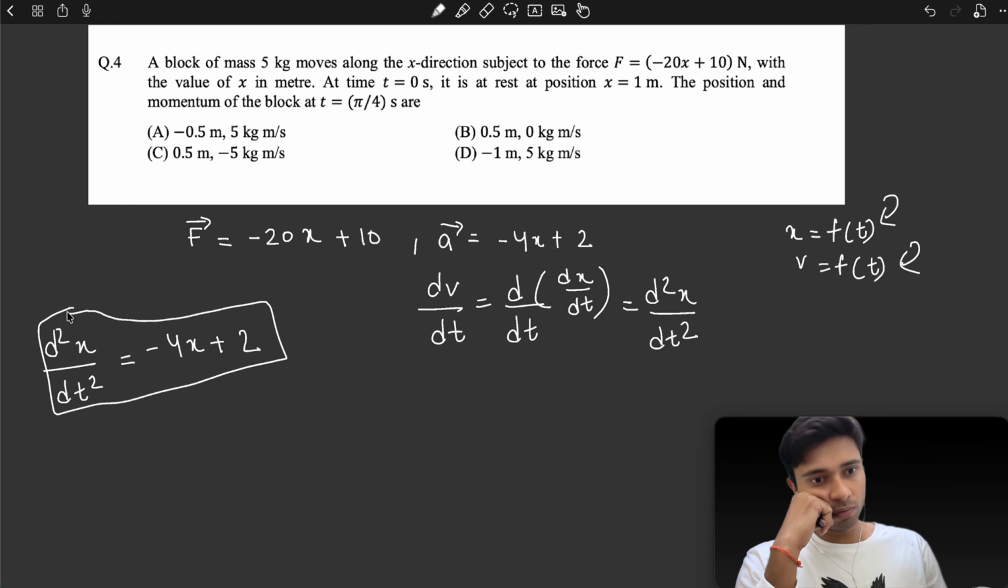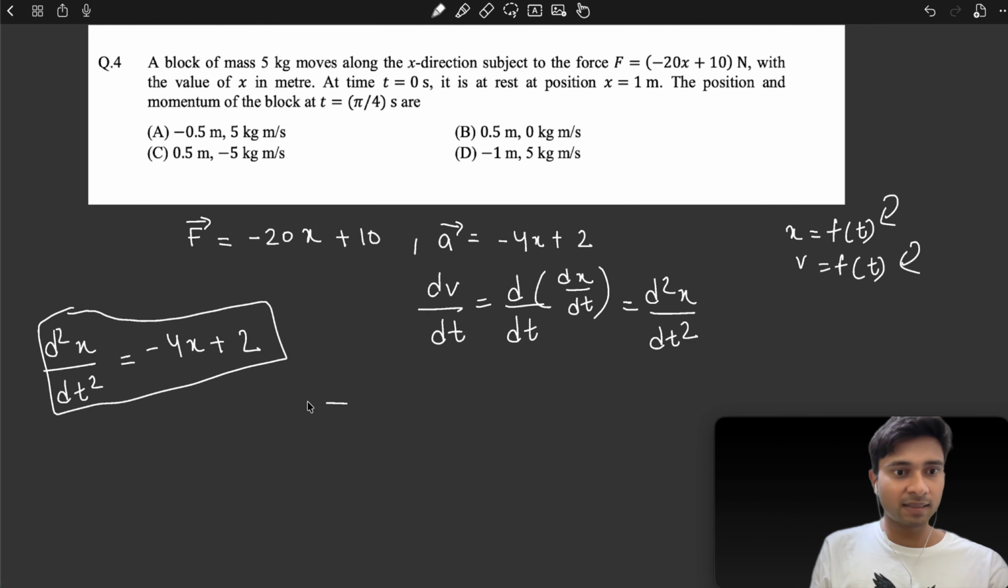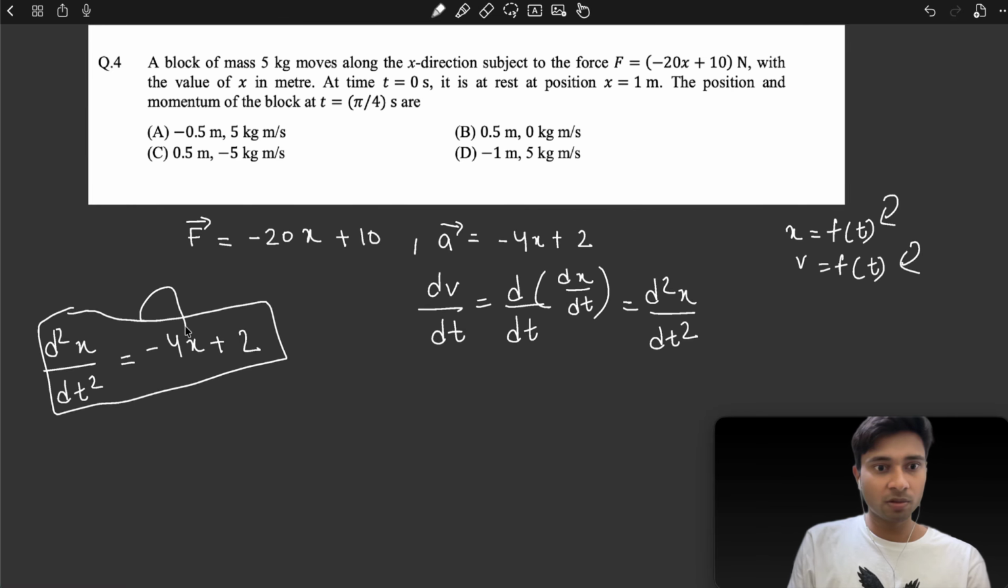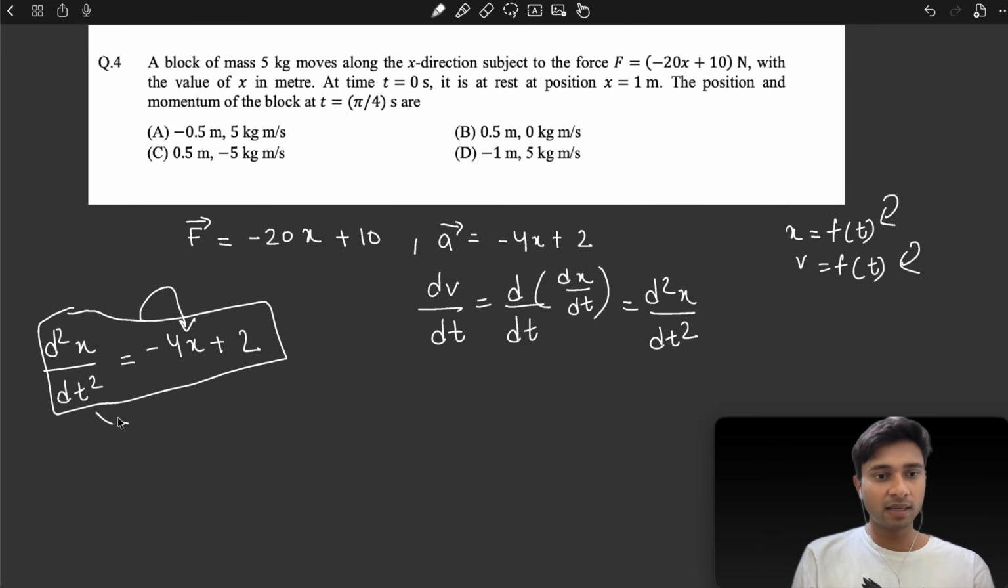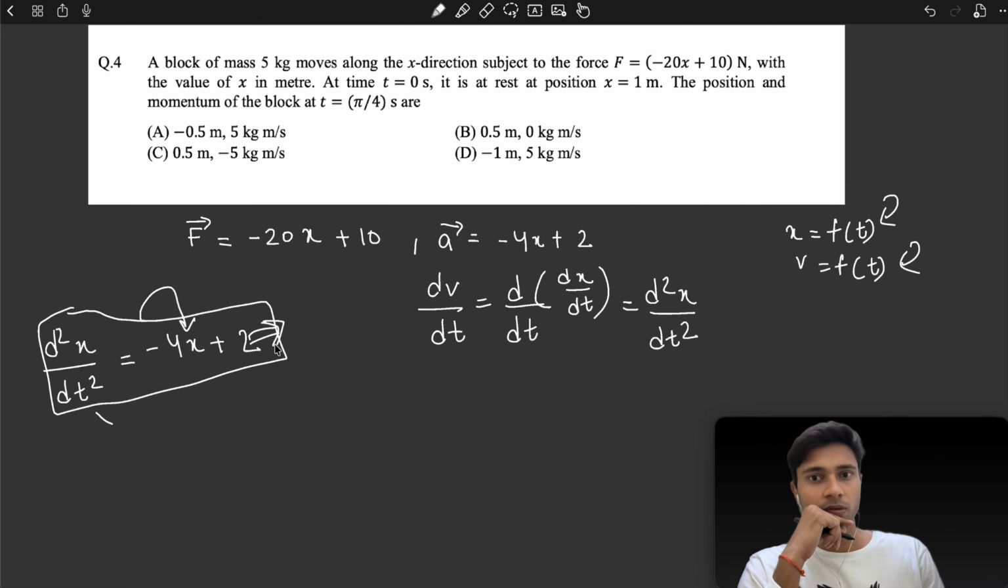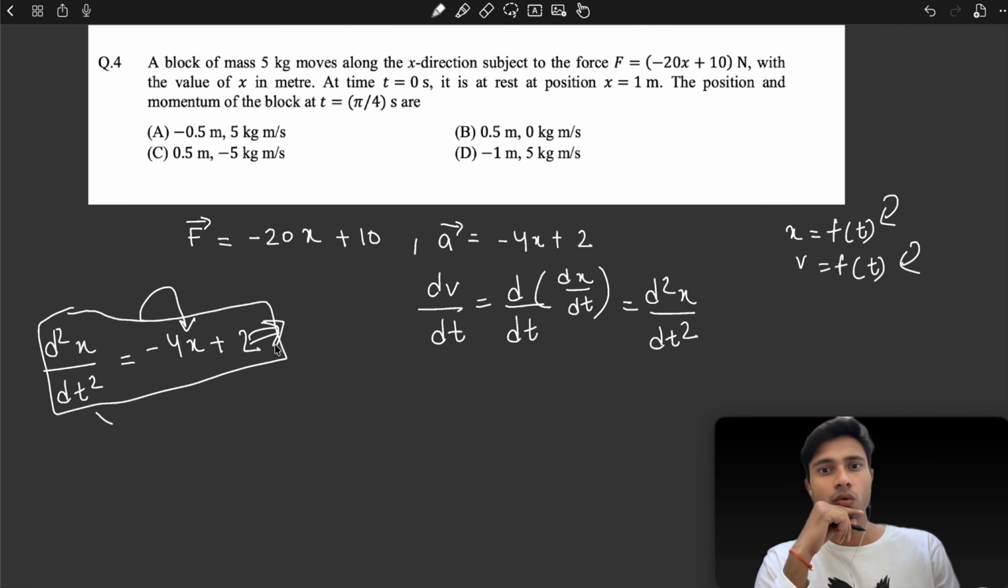So how will we solve this? It looks like something like SHM. Why does it look like an SHM? Because the double differentiation of something is directly proportional to that function itself. So this definitely looks like an SHM, but this constant is giving us some pain. There is a minus, so it looks like an SHM, minus kx plus some constant force.